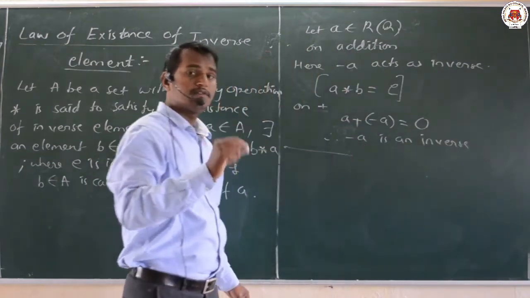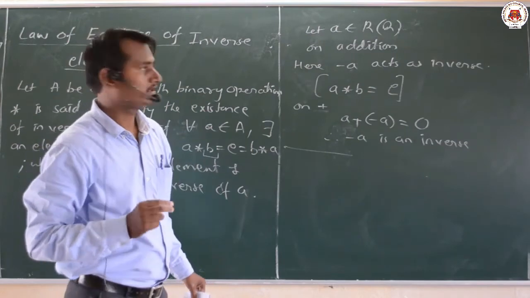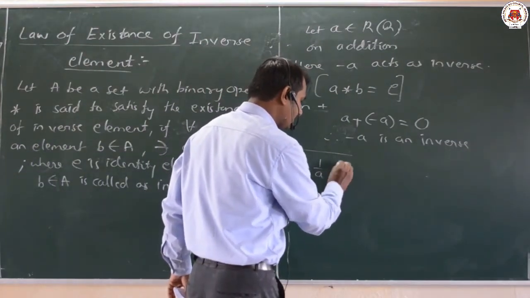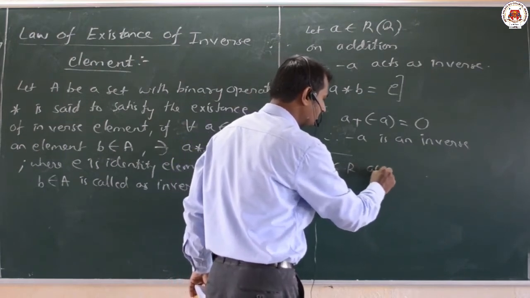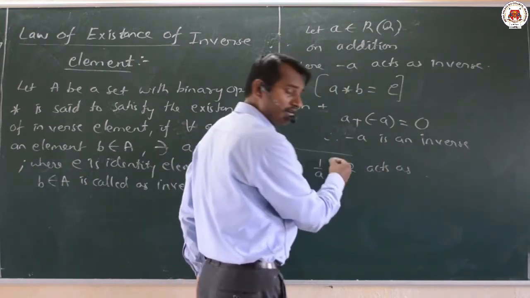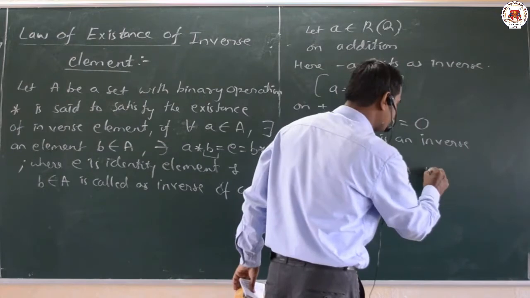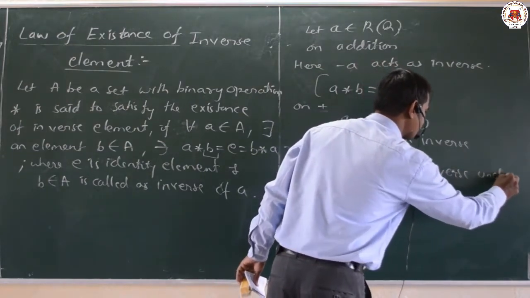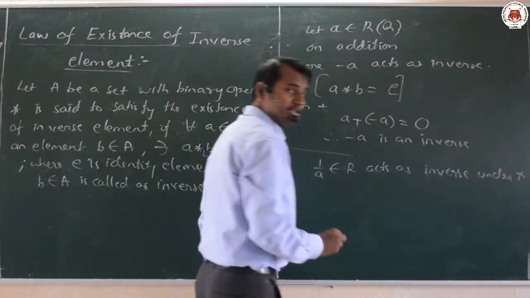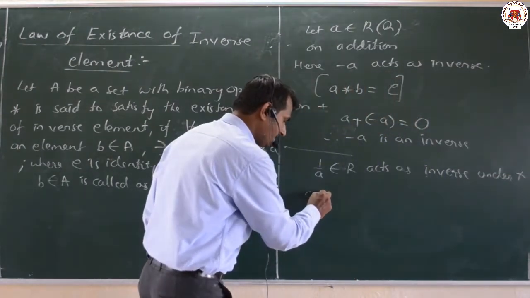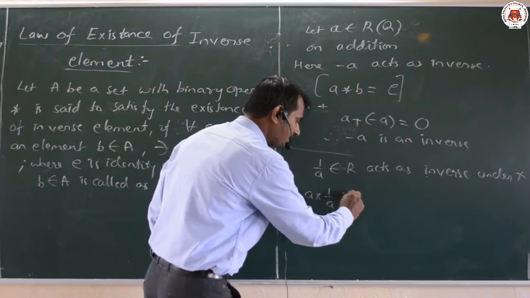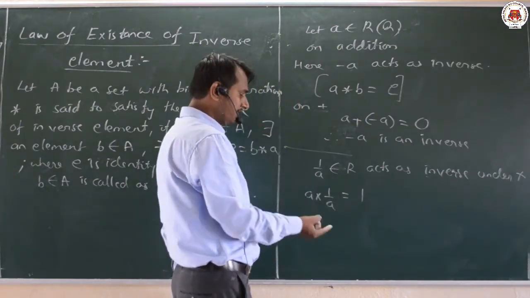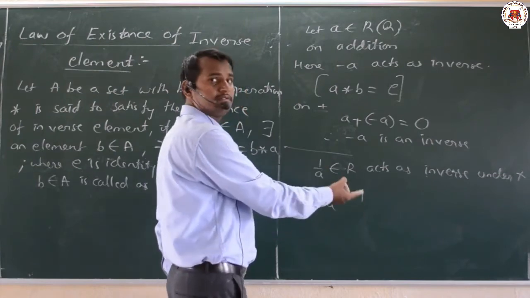Similarly, what happens for multiplication? For multiplication, 1 by A, which belongs to R or rational numbers, acts as the inverse under multiplication. How shall we examine? A into 1 by A equal to, A gets eliminated. So what is the value? 1. Even if you take 1 by A into A, that value will again be 1.